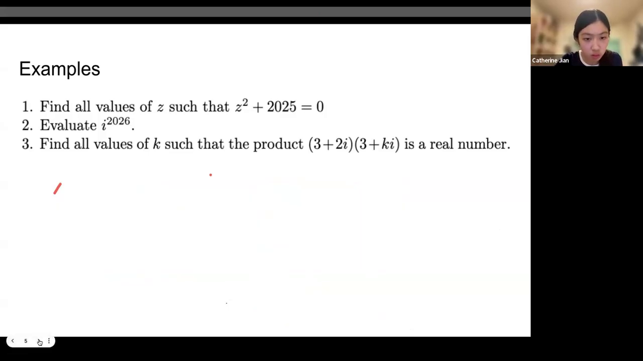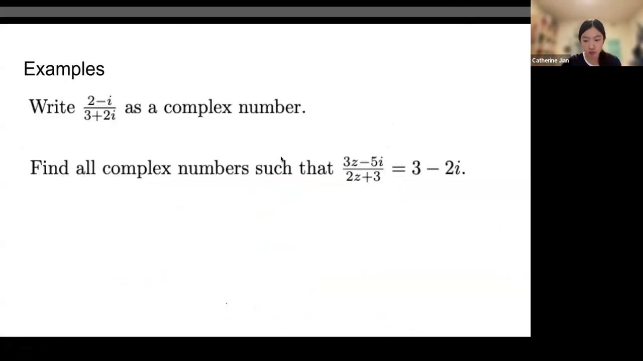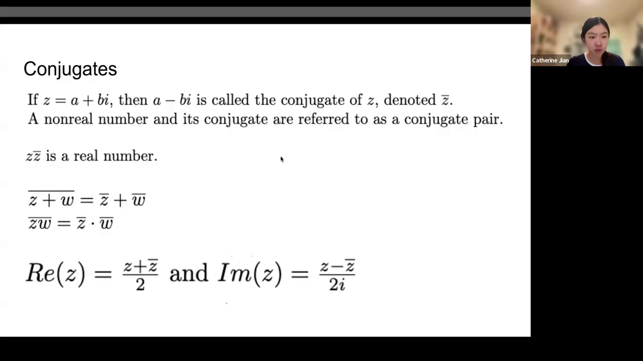Okay, so now we can talk about conjugates. If z is equal to a plus bi, then a minus bi is called the conjugate of z, and it's denoted as z bar. A non-real number and its conjugate are referred to as a conjugate pair. And so these are some important properties of conjugates.